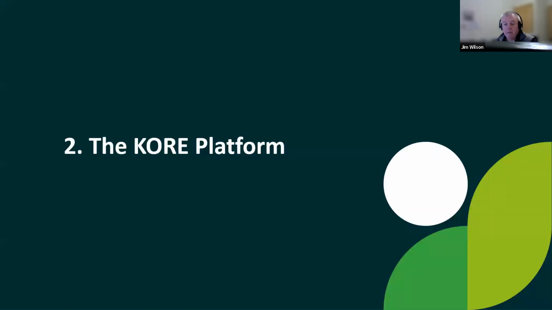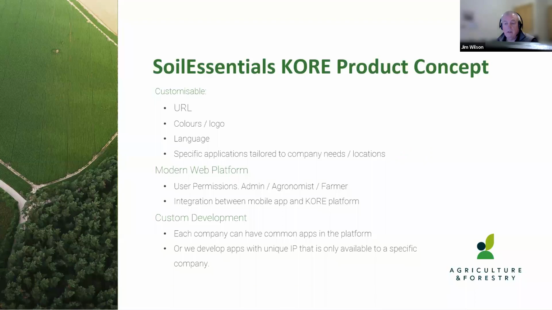So a very brief word about the core platform to put some context into it. What we supply to a customer is the core platform, which is a web-based precision ag platform with a range of tools in it. And it's a white box service, so we change the URL, colors, logos, the languages, and if necessary, build specific applications tailored to company needs. The idea is to make it useful to exactly what each company needs, and tailor it to the market sector that company uses.